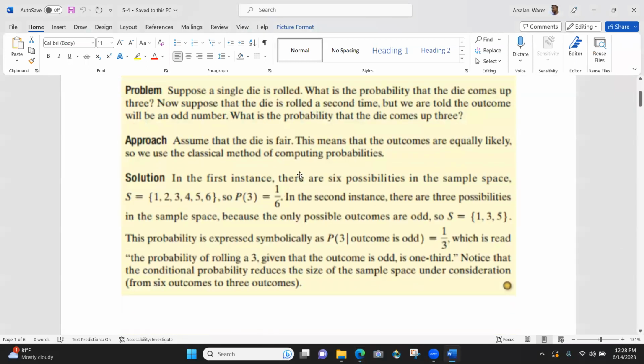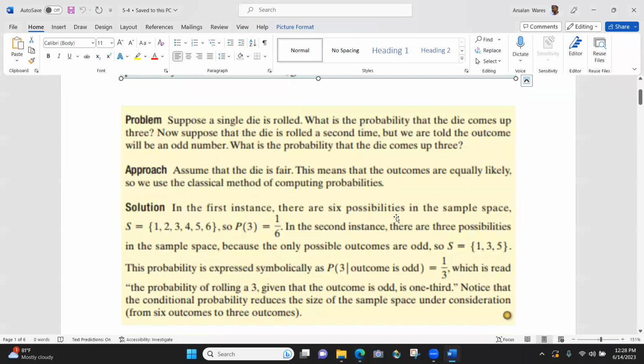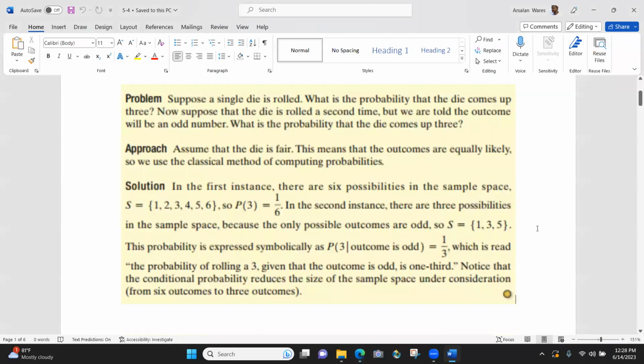Now, this example, I'm just going to share with you. It came from your book, but I discussed it. I'm not going to go over it again. It's right here. You can read it. Okay.